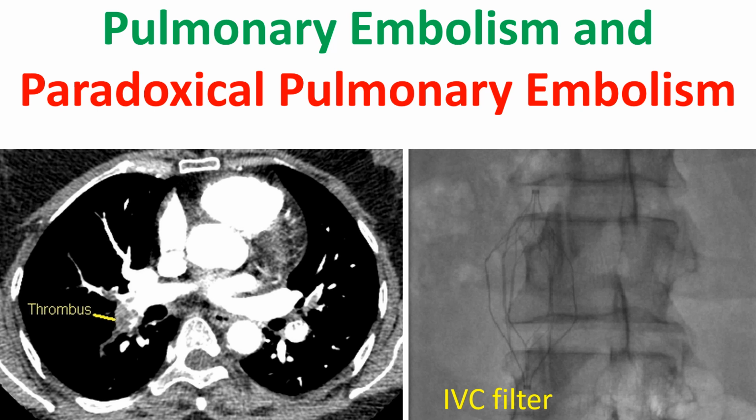Pulmonary embolism is a potentially life-threatening condition which needs prompt recognition and treatment. Venous thromboembolism, presenting as deep vein thrombosis or pulmonary embolism, is the third most frequent acute cardiovascular syndrome, the other two being myocardial infarction and stroke.